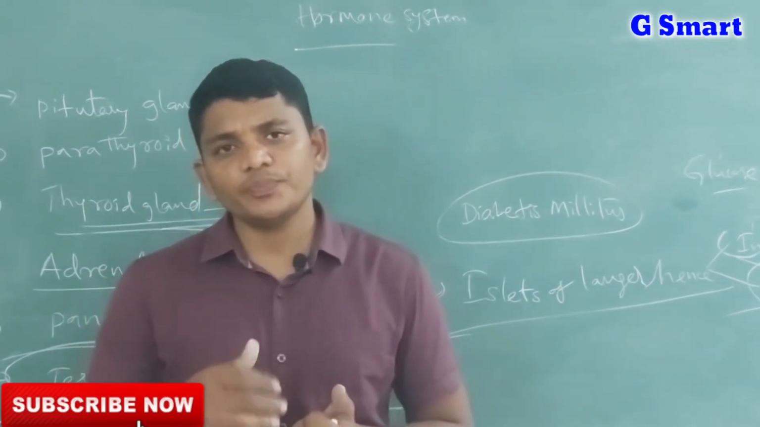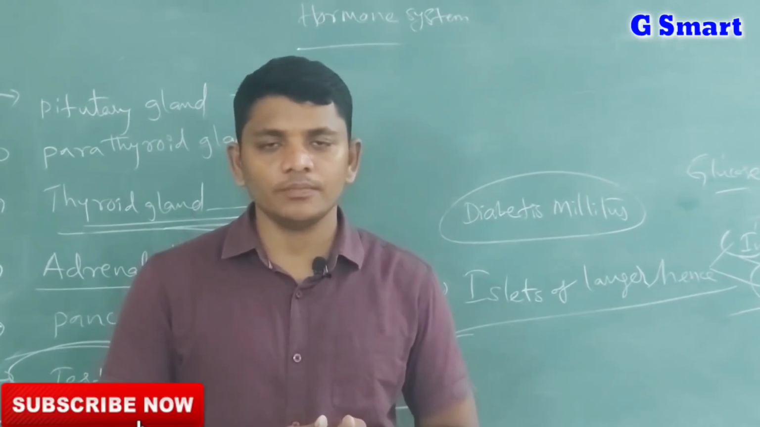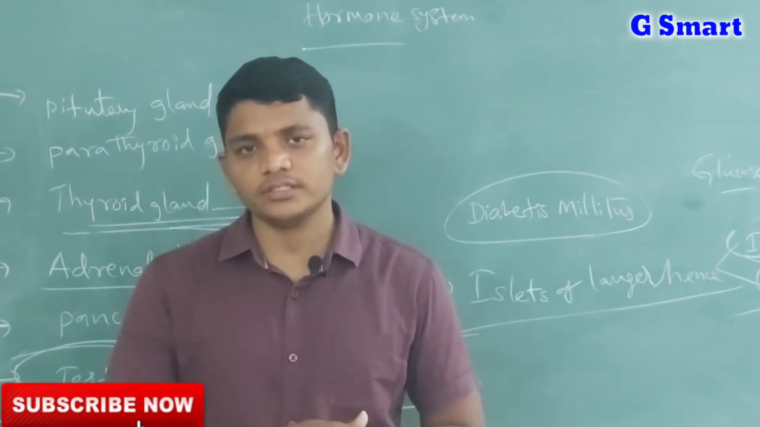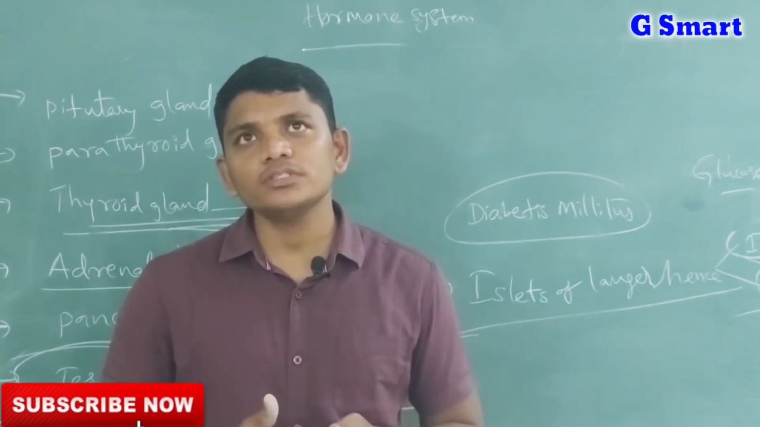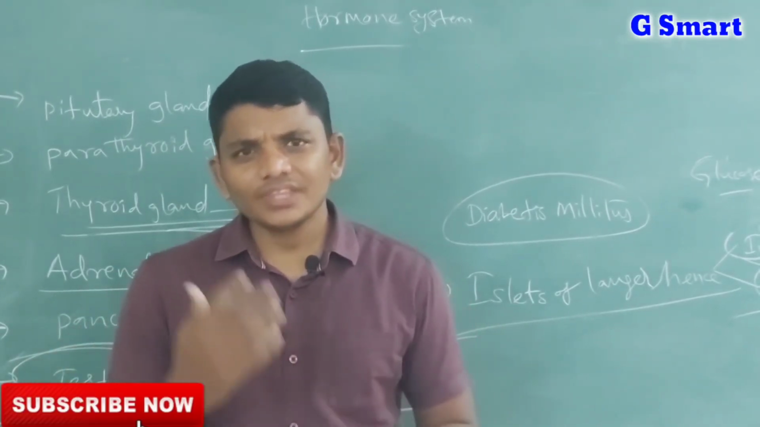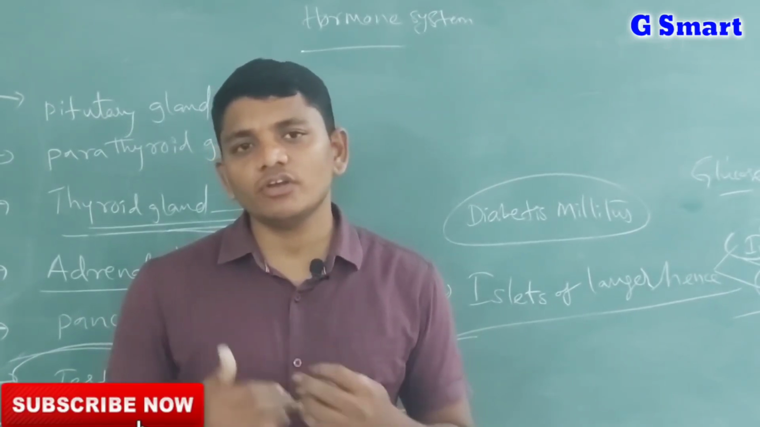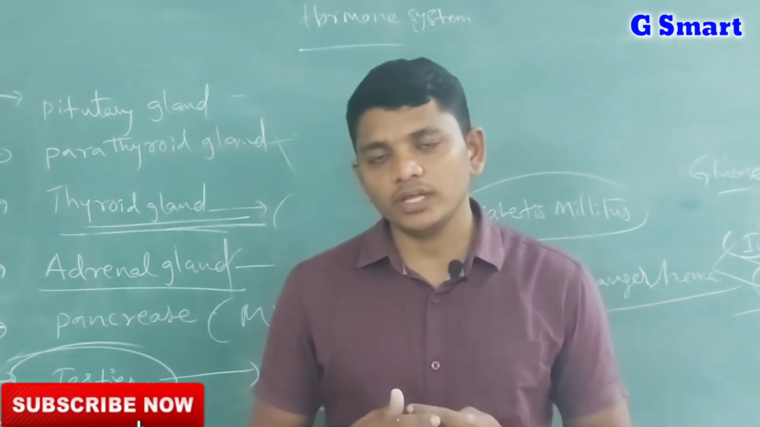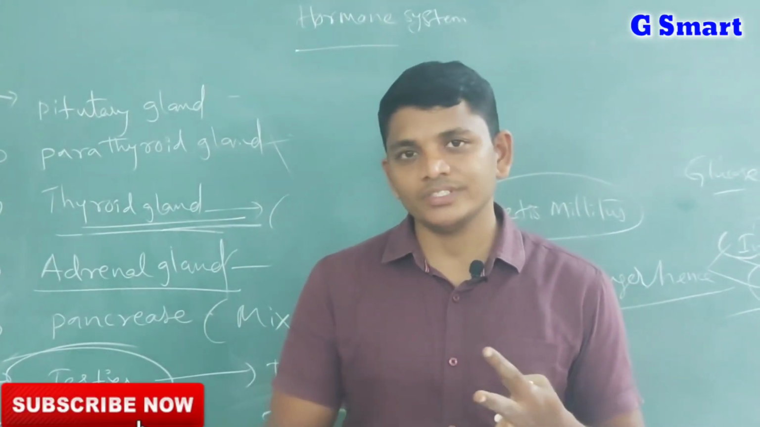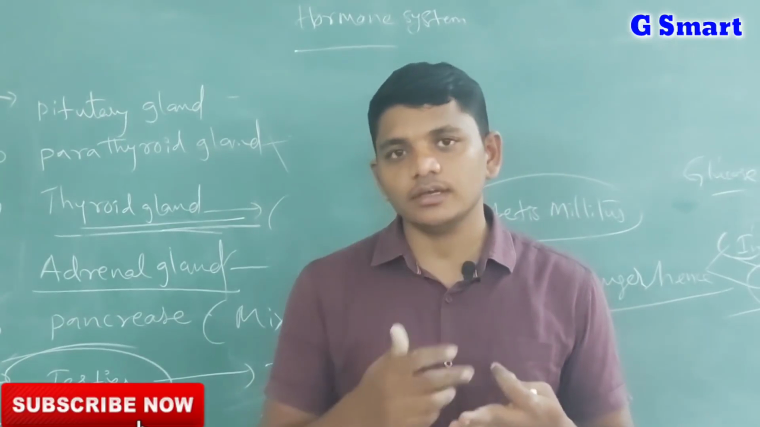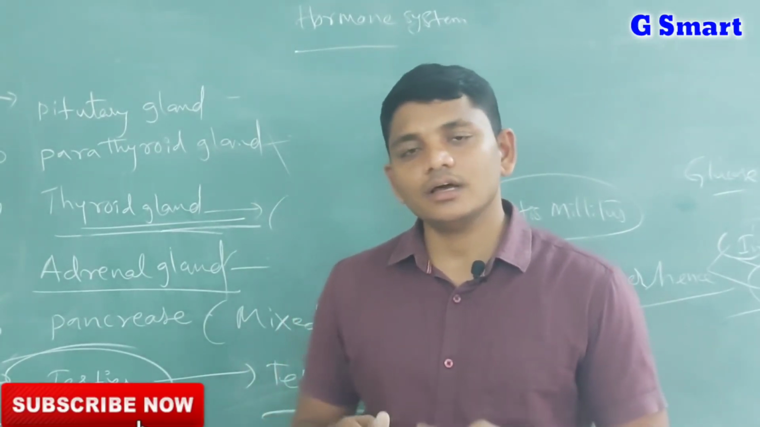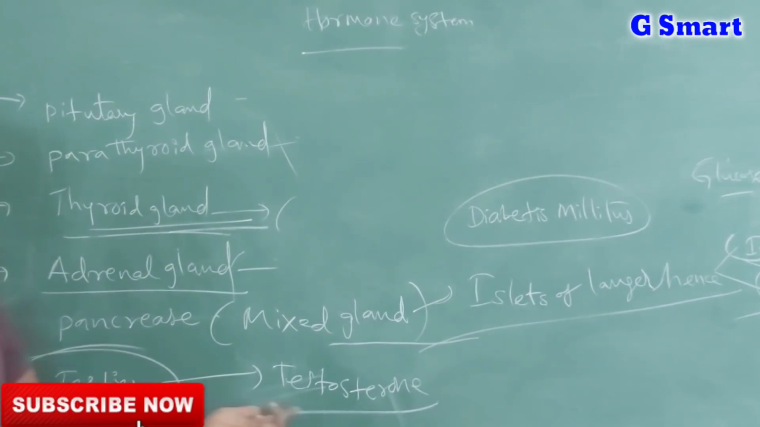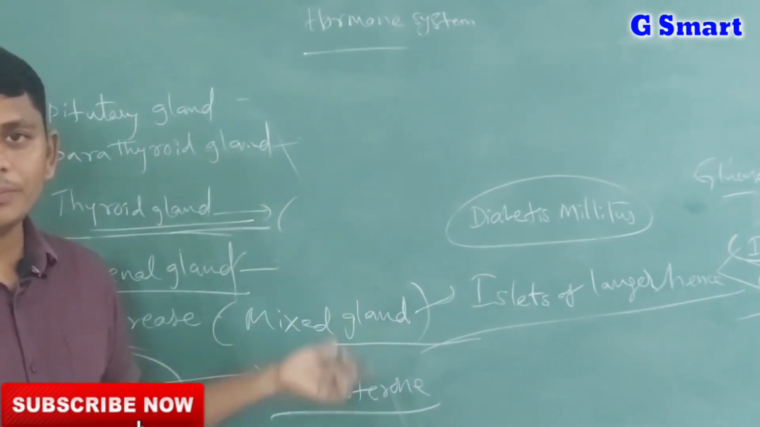Primary characters means spermatogenesis. It also promotes the secondary sexual characters: growing of beard and mustache on the face and armpits, development of muscles, and change of the voice. In this way, it promotes some changes in our body. Like this, it promotes some functions in the male. The hormone released by the testis is called testosterone, and it promotes primary and secondary sexual characters.